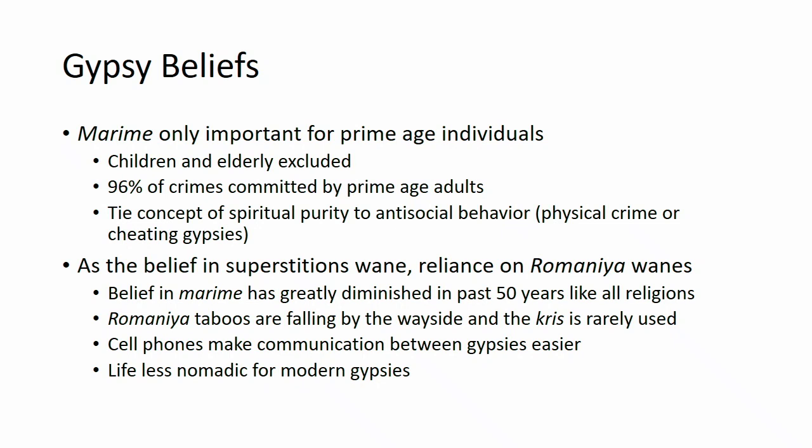Well, what's going on? Cell phones make it easy to communicate between gypsies. They don't move around quite as much as they used to anymore. So life's less nomadic. The gypsies in California are able to use the state courts for a lot of their disputes. Not all of them, but for a lot of them. So they don't have the same problems they used to in the past. And the belief in this spiritual purity and impurity is waning as well. So the two things that are necessary for this code to be valuable.